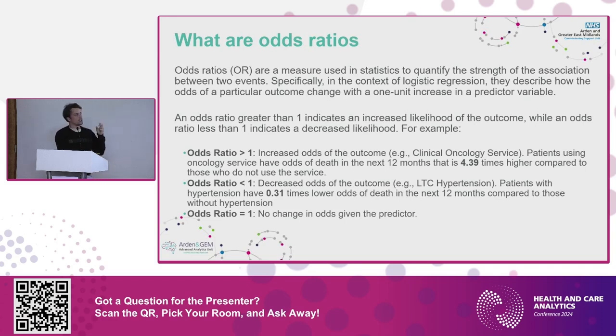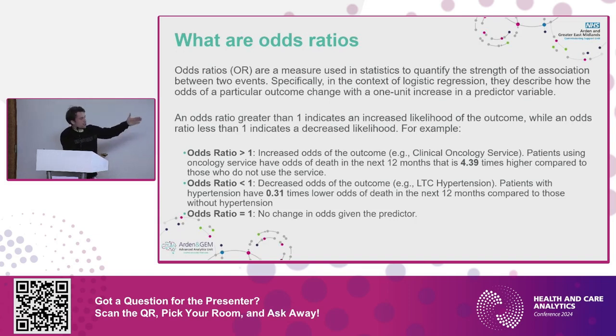And so that underlies essentially all the calculations that happen within a logistic regression model. For example, one of the features that we used in our model was clinical oncology service. It was a binary flag that told us whether somebody has attended an oncology service. That has been shown to increase the odds ratio of somebody dying in the next 12 months by almost 4.5. So it's a 450% increase, essentially.